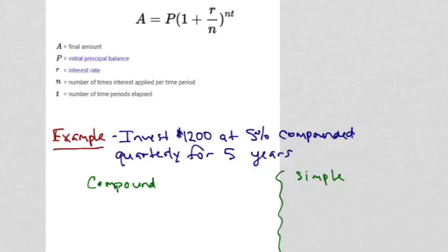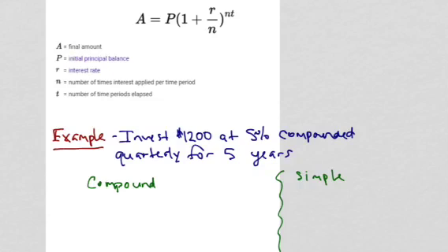All right, then P is still your principal, how much you started with. R is still your interest rate. Now here's what's different. N is the number of times your interest is applied per time period or per year. So again, if it's semi-annually, that number would be a 2. If it's quarterly, that number is a 4. If it's monthly, that number is a 12. All right? And then T, that'd be your number of time periods elapsed, or how many years it's been. All right? So let's do an example.